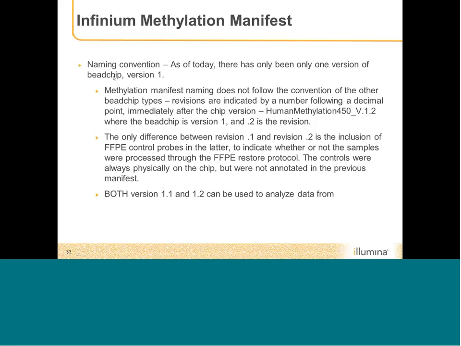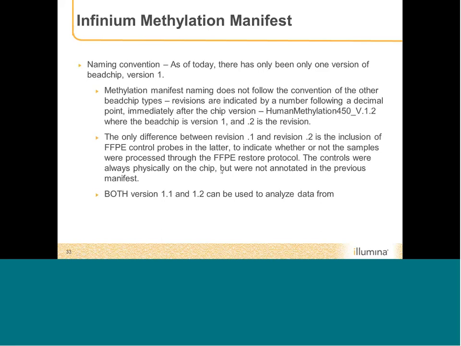So versioning is not a question with the Methylation 450. We do see that the manifests have been named version 1.1 and version 1.2. Those are the two versions that have been released. But the decimal point actually refers to a revision of the manifest, which means an updating of the content annotations. Actually, the only difference between version 1.1 and 1.2 of the methylation manifest is the inclusion or exclusion of FFPE control probes.